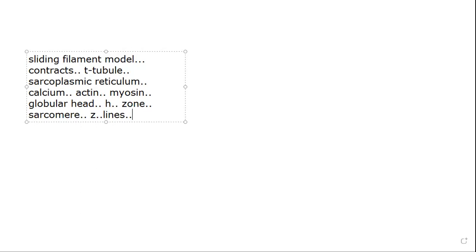Now, the sliding filament theory of contraction states that during contraction, the thin filaments, the actin, slide over the dark filaments. They slide over the myosin. This is generally the concept of the sliding filament model. The actin filaments, the thin filaments, tend to slide over the thicker filament, the myosin filament, and they overlap to a very high degree.